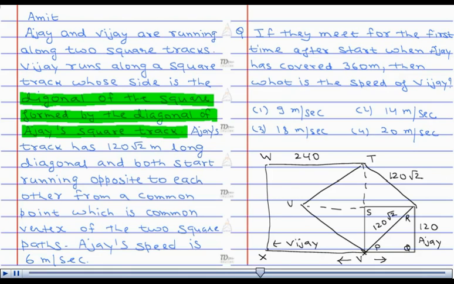Now, the question says, if they meet for the first time after the start when Ajay has covered 360 meters, then what is the speed of Vijay? Ajay has covered 360 meters means Ajay has travelled along the path PQRS, that is from P to Q, Q to R and R to S. That is, Vijay has reached point S. So, Vijay has travelled a distance VXWTS.